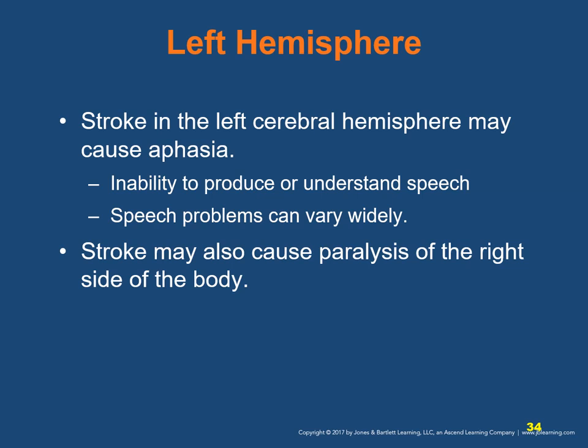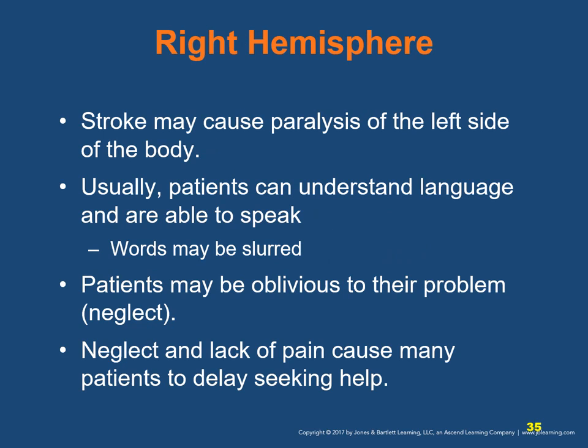Now let's discuss the left hemisphere of the brain. If a stroke occurs in the left hemisphere, it may cause aphasia. Aphasia is the inability to produce or understand speech, and speech problems can vary widely in these patients. Strokes that affect the left side of the brain can also cause paralysis to the right side of the body. With a right hemisphere stroke, it can cause paralysis on the left side of the body.